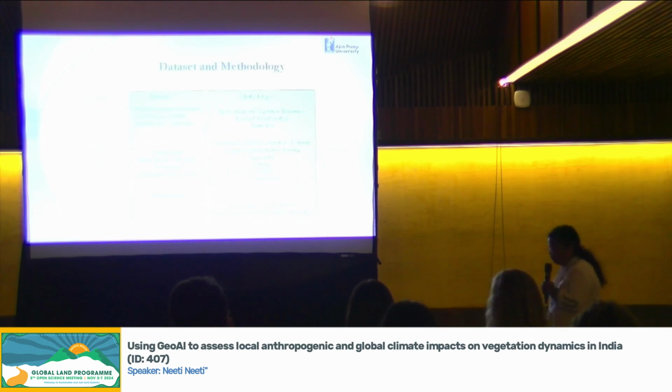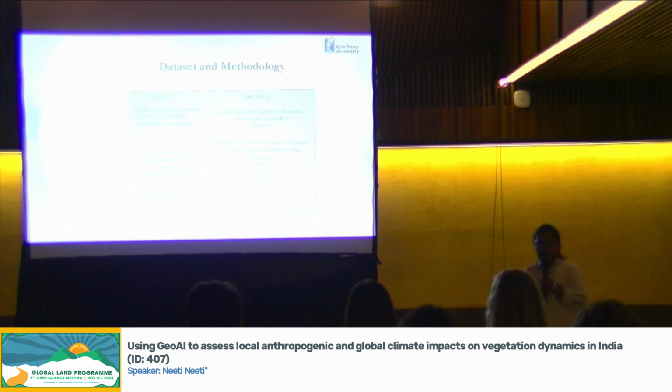So the main data set and methodology which we are using is the AVHRR NDVI dataset from 1982 to 2022. So it's 41 years of data, along with Terra climate data, which is also for the same 41 years. And we summarize it across the elevation gradient, because we have elevation ranging from less than 100 meter to more than 4,200 meter.